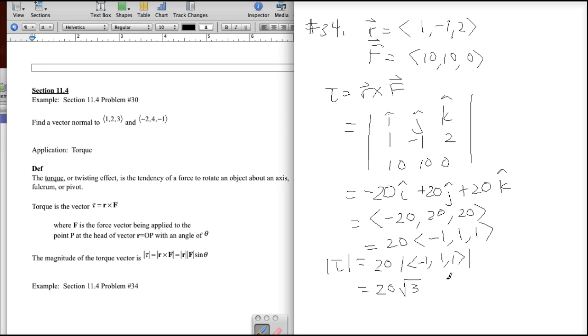And I don't think they give us any units. They don't have any units in that problem, so we don't have any to apply, right? If there were units, we would apply whatever units were given in the problem. That finishes out 11.4. You can move on to the video for 11.5.